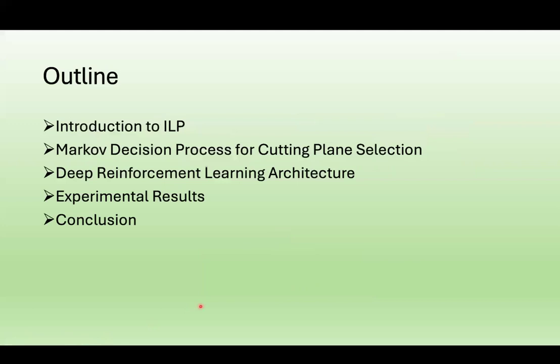The outline of the talk is as follows. First, we'll give a brief introduction to integer linear programming. Then we'll talk about the different techniques used for solving integer linear programming problems. Then we'll formulate a Markov decision process, or an MDP, for cutting plane selection. Then we'll give a vivid description of the deep reinforcement learning architecture. Then we'll talk about the experimental results which were obtained on employing deep reinforcement learning. And finally, we'll conclude.